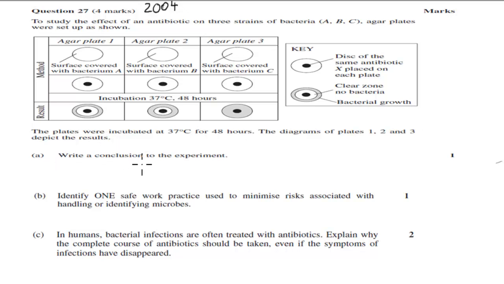A. Write the conclusion to the experiment. B. Identify one safe work practice used to minimize risk associated with the handling or identifying microbes. And C. In humans, bacterial infections are often treated with antibiotics. Explain why the complete course of antibiotics should be taken, even if the symptoms of the infection have disappeared. So when you're ready, pause the video and attempt the question.